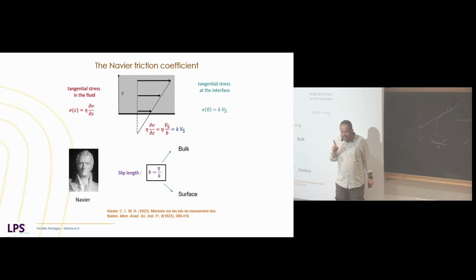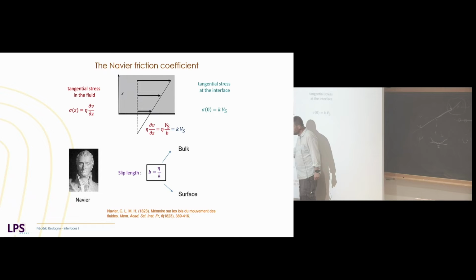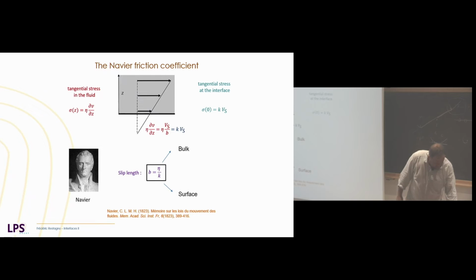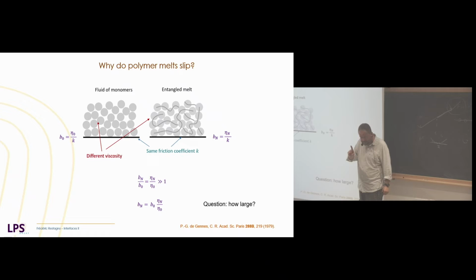Here, it already tells us something important: we all measure slip lengths. But in slip lengths, you have two quantities which are a little bit independent, a bulk property and a surface property. So it mixes two properties. Based on the idea that b is the ratio between the viscosity and k, De Gennes gave a very nice explanation of why the slip length of polymer melts should be high. And the idea is the following. I take some time to explain it because I find it really elegant. It's a paper written in French in the Comptes Rendus de l'Académie des Sciences. That's a really small paper, but with a really nice idea.